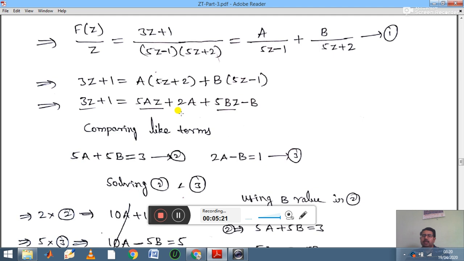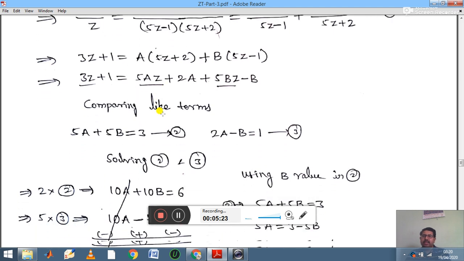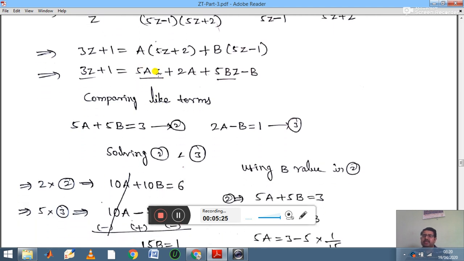Comparing like terms, we can write: here the coefficient of z is 5a, here the coefficient of z is 5b. 5a plus 5b is equal to, here the coefficient of z is 3, we equate it to 3. This is your equation 2. Then you write constant terms: 2a minus b is equal to 1. So solve equations 2 and 3.